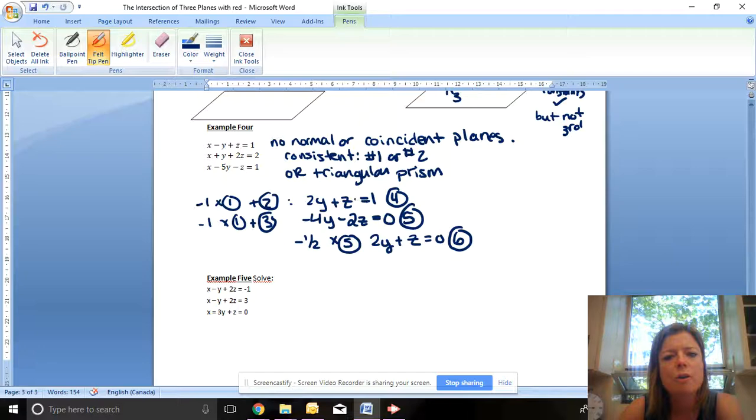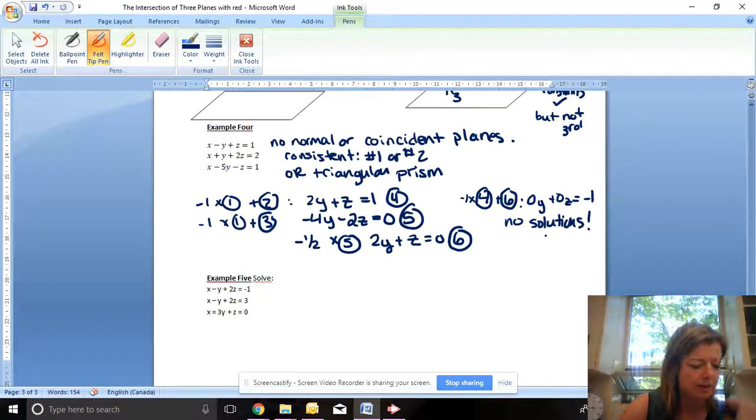Now, check out 4 and 6. What do you notice? Okay, note the inconsistency. If you try to solve this, -1 times equation 4 plus 6, what happens? You would get 0y plus 0z equals -1. Okay, there are no solutions to this. So that means that this has to be a triangular prism. It can't be a line of intersection or a point of intersection.